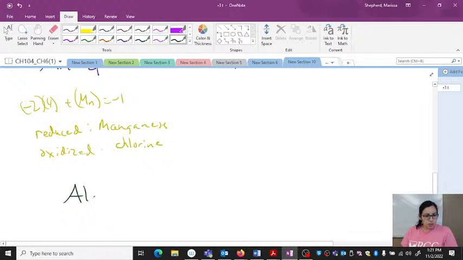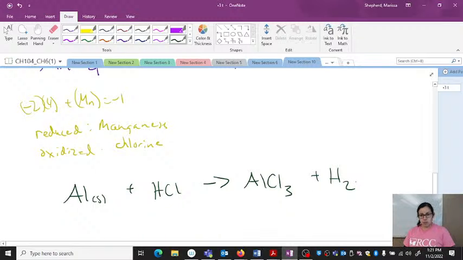So aluminum plus HCl gives you aluminum trichloride plus H2.